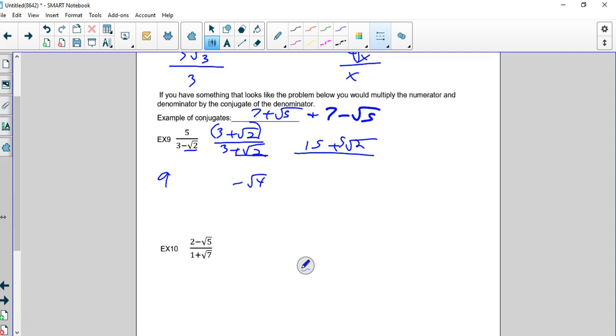Now I'm going to do my outer and inside. Okay, so 3 times radical 2 is plus 3 radical 2. And then minus radical 2 times 3 is minus 3 radical 2. Look what happens. The inside drops out. And then on the bottom, I'm left with 9 minus the square root of 4, which is 9 minus 2, which is just 7. And that's it.